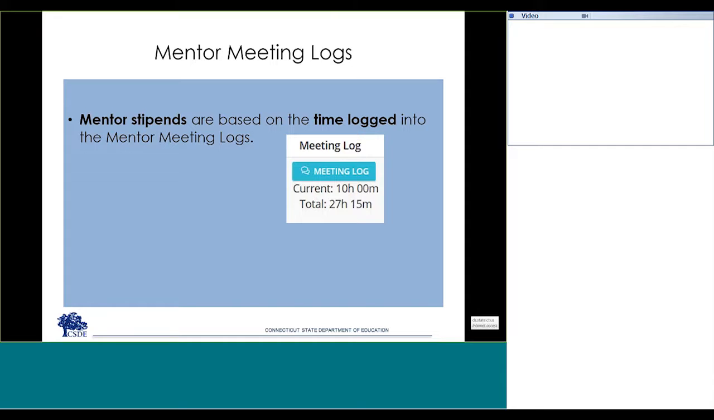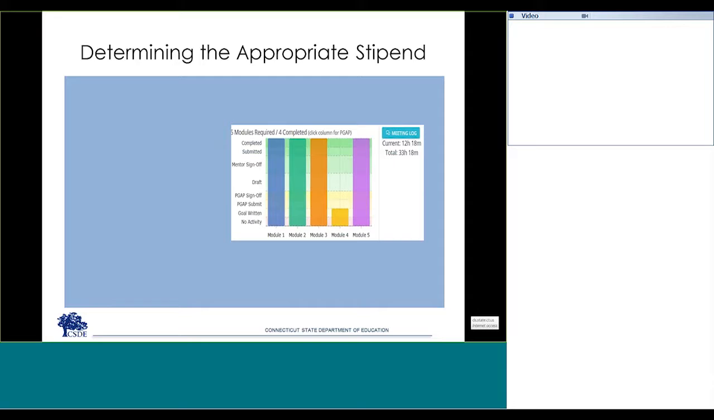Mentor stipends need to be based on the time that's actually logged in the meeting logs and are never, ever based on the completion of modules. That's a really important point that we want to make. Sometimes you may see modules are completed and the number of hours are extremely low, and you may have a tendency to want to approve the full mentor stipend because those modules have been completed. But the stipends are provided for the time that the mentor actually spends with the beginning teacher. So the completion of modules does not necessarily warrant a full stipend if the mentor meeting log is below that time.